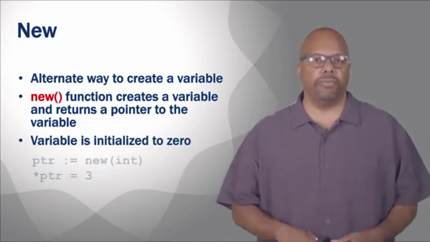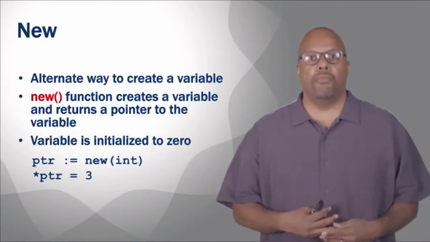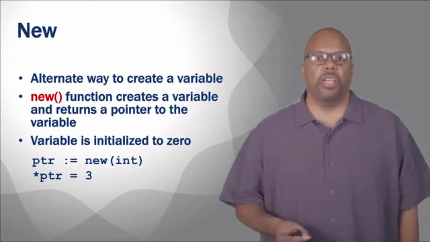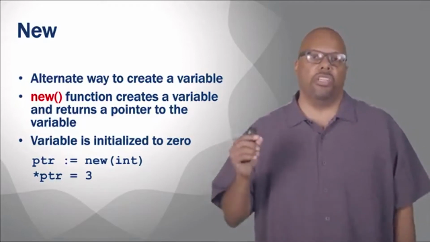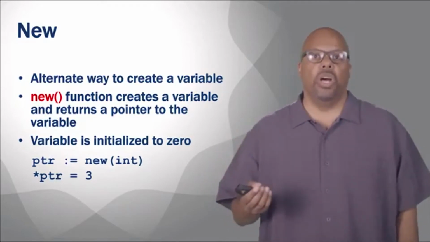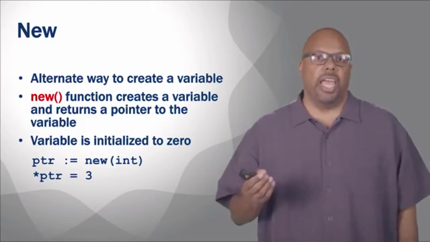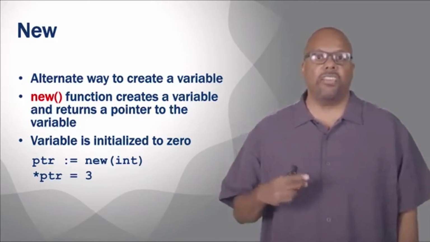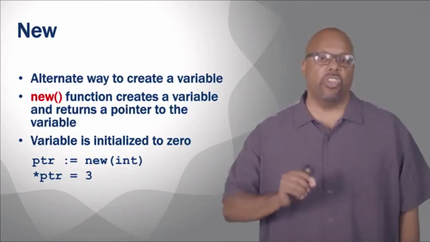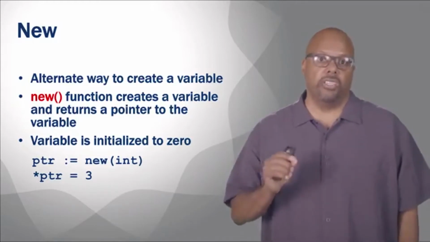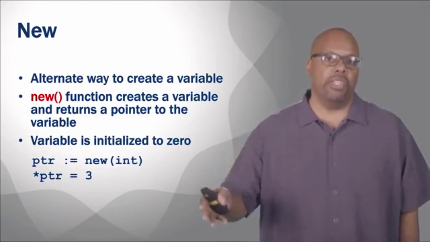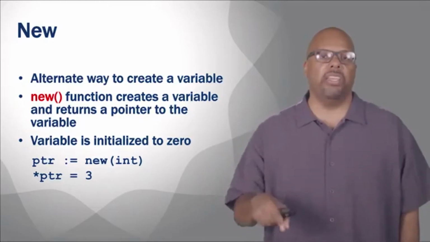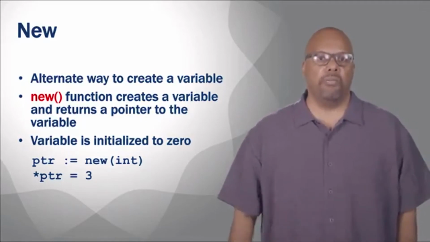For instance here, if I say pointer equals new int, and then star pointer equals 3. Pointer equals new int, new int returns me a pointer to an integer, and ptr is equal to that pointer. Then I can set the value of that integer by referring to star ptr, because star ptr is the value that ptr is pointing to. If I say star ptr equals 3, then the value 3 is placed at the address specified by ptr.